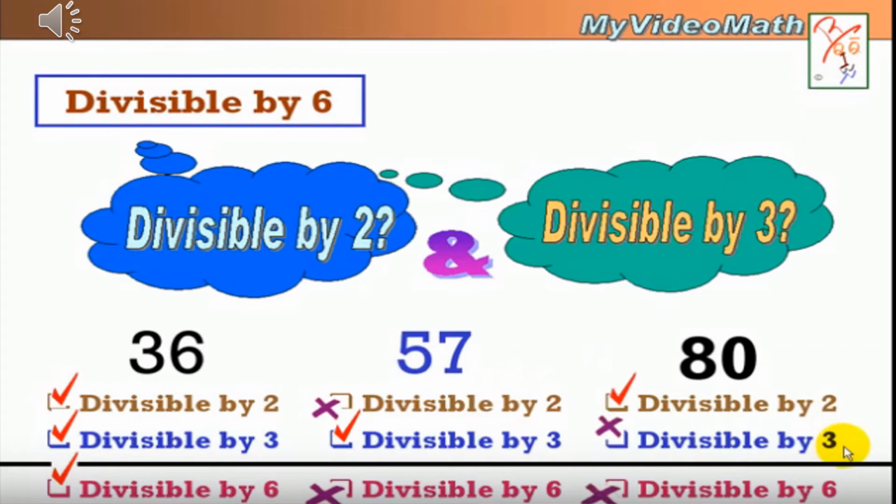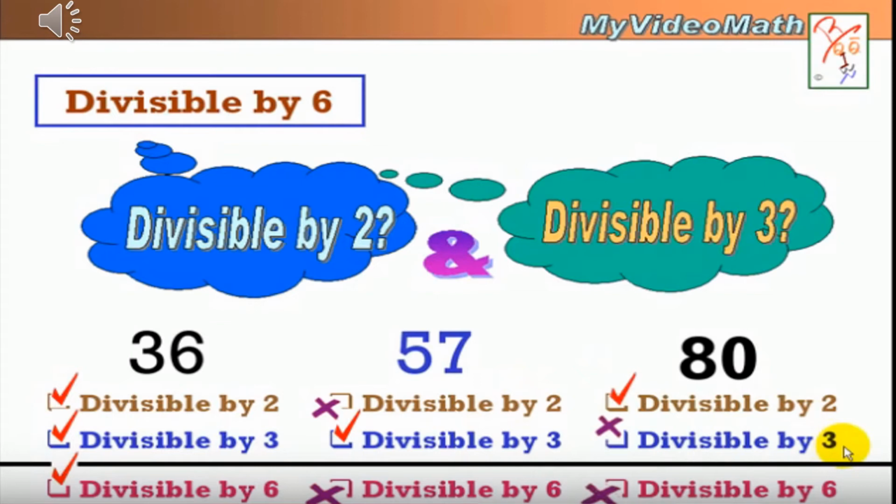If they have both of them together, 36 is divisible by 6 too. Let's take the number 57. 7 is not an even number, so it doesn't have the divisibility rule of 2. And if we add 5 plus 7, it is going to be 12. So it accomplishes the divisibility rule of 3. But remember that it's going to be divisible by 6 only if it has the two divisibility rules.